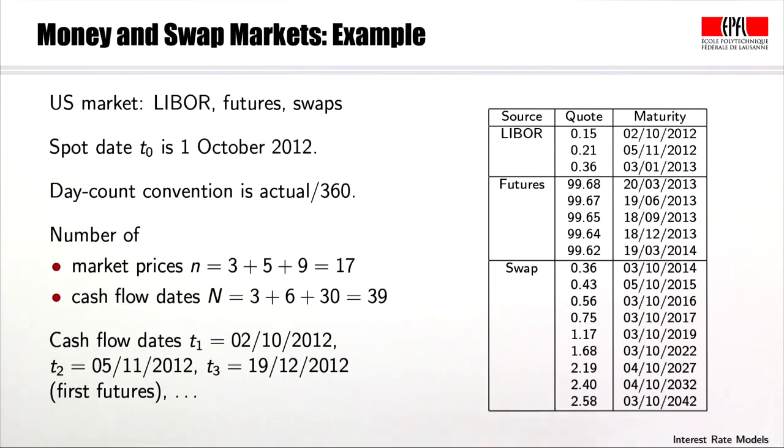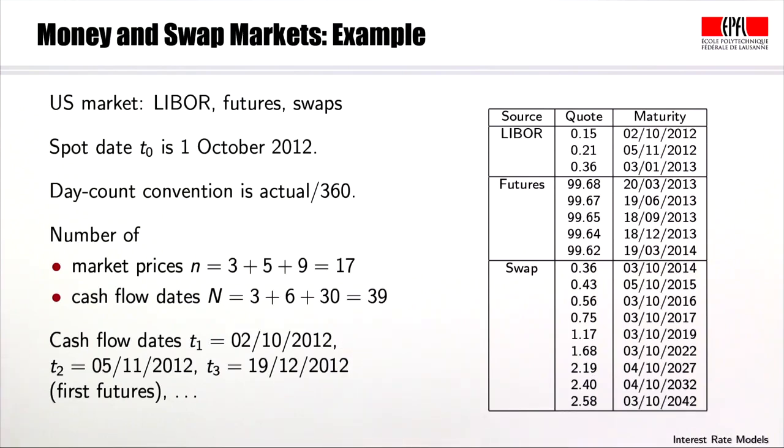Let us now come back to the example with the US money and swap market data from the 1st of October 2012. That is the example that we saw in the bootstrapping example. Remember, the day count convention is actual by 360. We are given 3 LIBOR rates, 5 futures quotes, and 9 swap rates. We thus have 17 market prices. The corresponding cash flows are 3 for the LIBOR, 6 for the futures, and 30 for the swaps, adding up to 39.